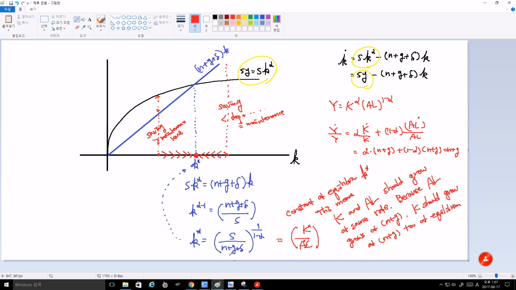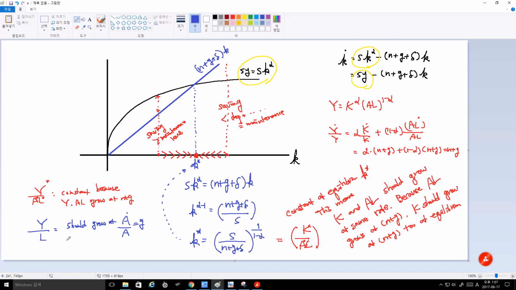Y over AL is constant at equilibrium, because Y and AL grow at n plus g. Now, how about GDP per capita? GDP per capita is Y over L, right? Now, we don't have the denominator's A part, so it should grow at A's rate, which is g, right?